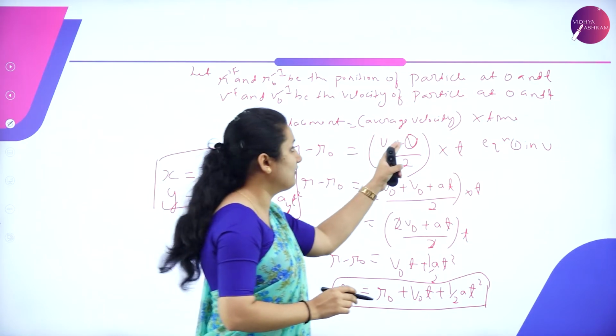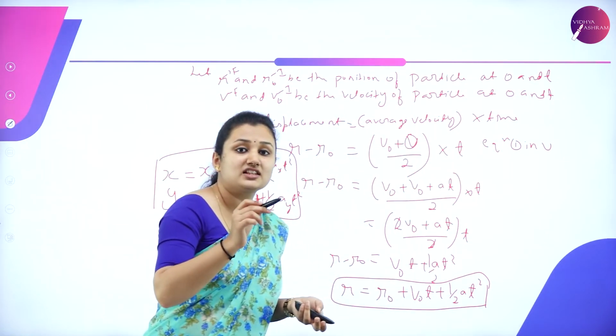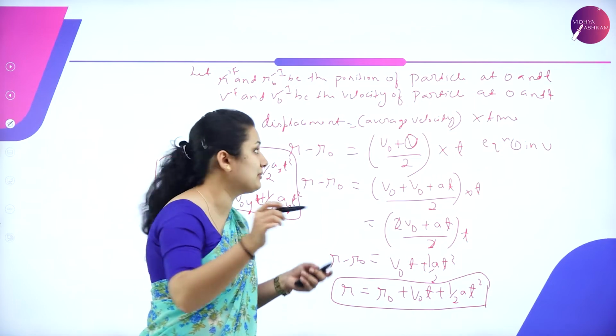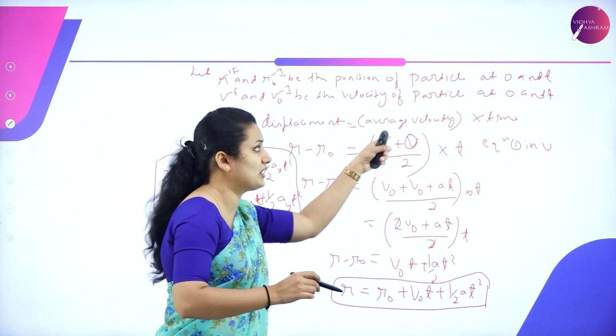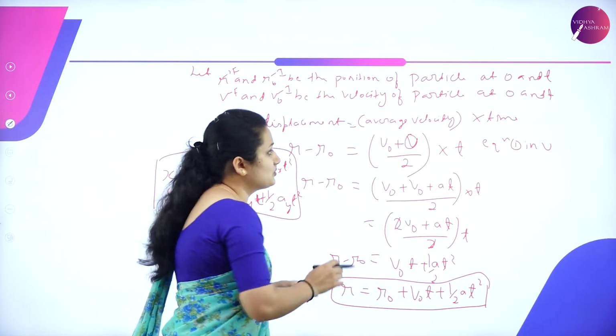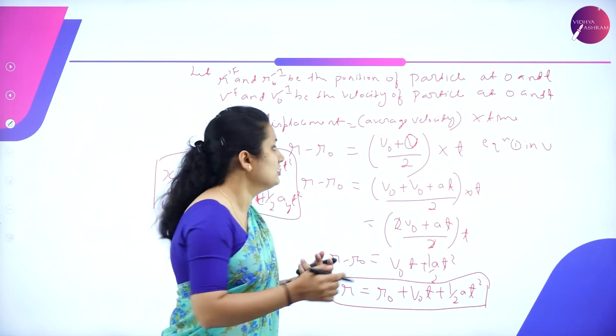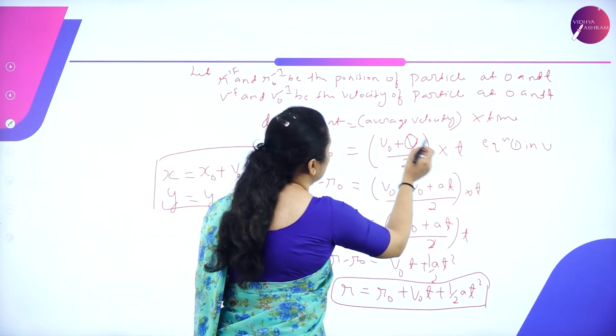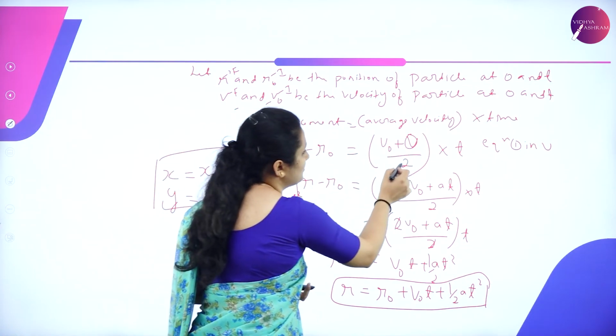Displacement is what? Velocity into time. Velocity is displacement by time. I want to calculate displacement, so it is velocity into time. Velocity is what? I have two velocities, I want to find the mean. So it is (V naught plus V) by 2. I have two velocities, (V naught plus V) by 2 into t.